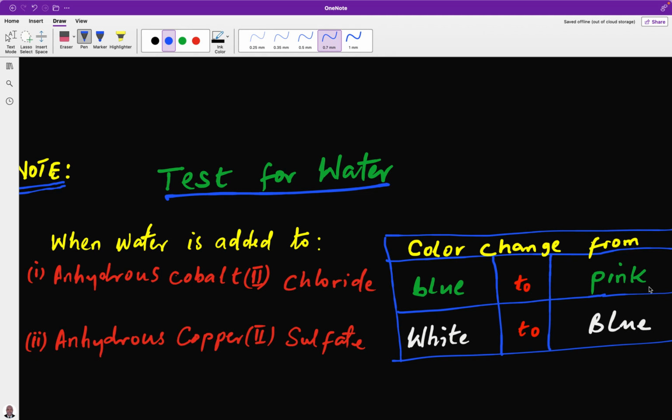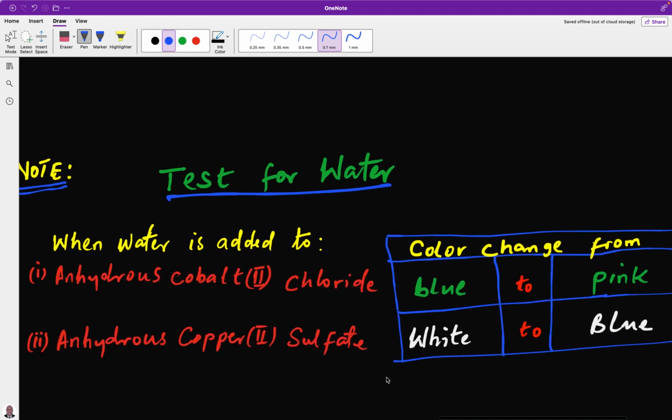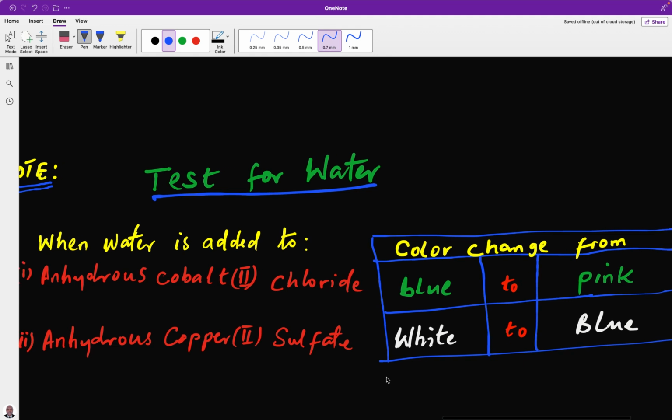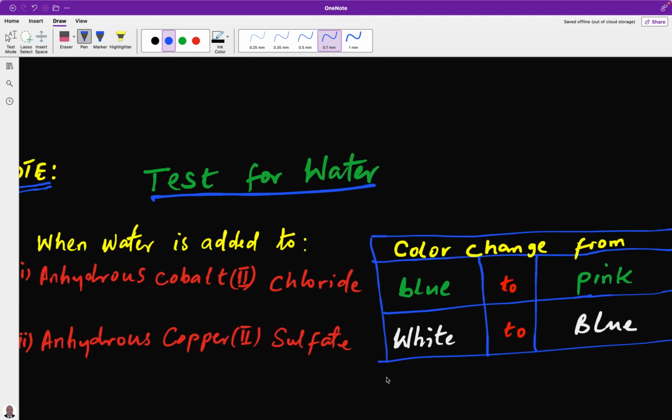If it happens that the examiner gives you anhydrous copper 2 sulfate, the color when water is added to it is going to change from white to blue. So this is a tip for you, in case you are given anhydrous copper 2 sulfate. These are the color changes. Let's go back to our question.